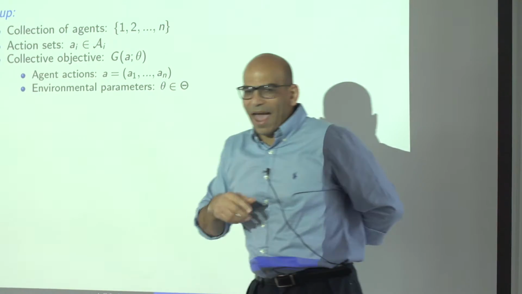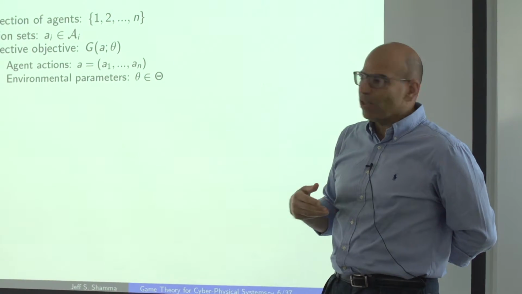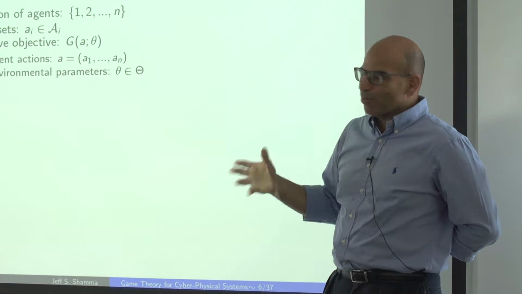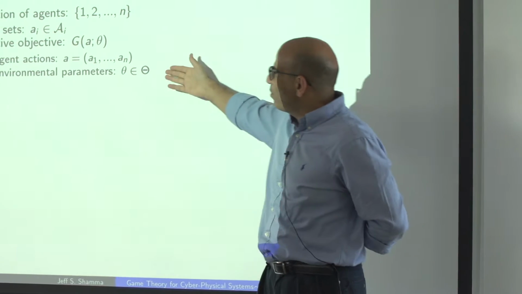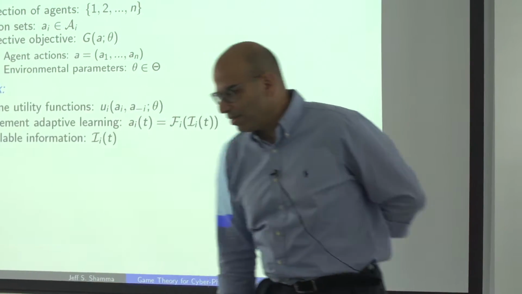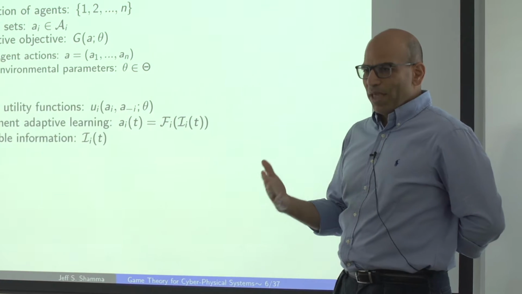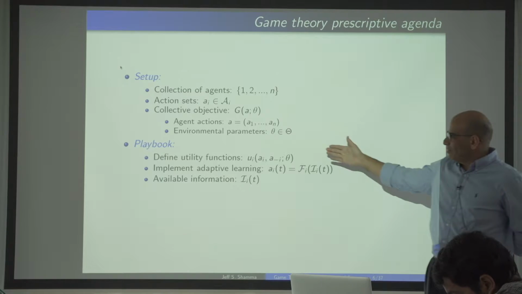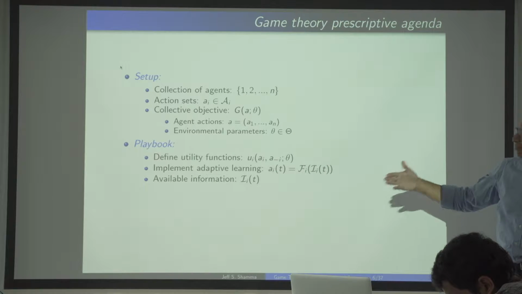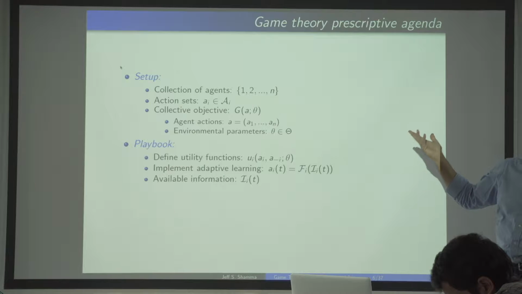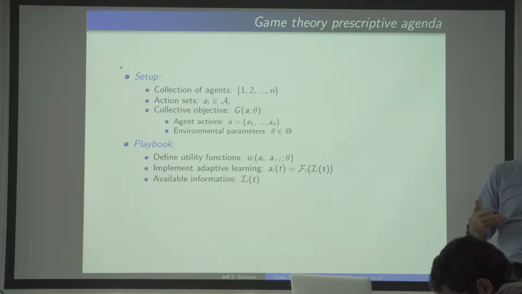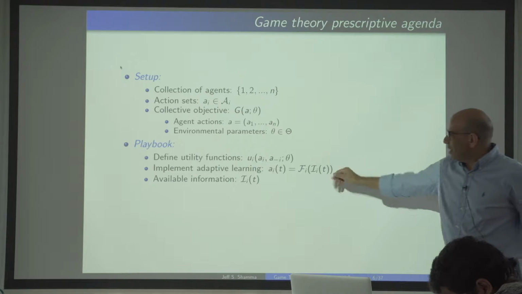It depends on the actions of these agents collectively, but it also depends on some underlying environmental parameters, and we're just going to lump all environmental parameters into the symbol theta, and I'll say what the environment is in different settings. Now, what is our game theory playbook? The playbook goes as follows. Define utility functions, implement some adaptive learning rule, see what happens. Okay, that's the playbook. And we have some analyses to support a prediction of what will happen, but that's the playbook.